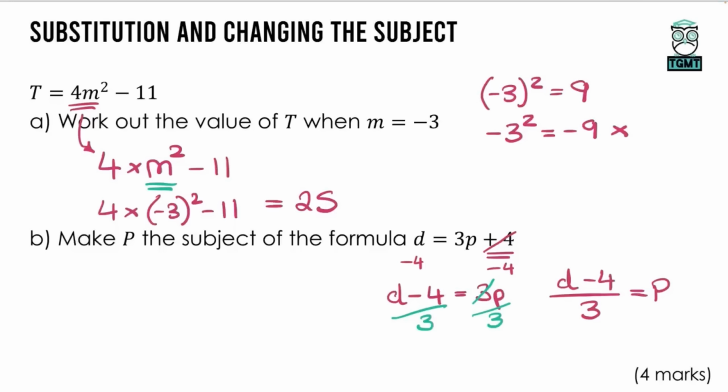P is now on its own. It doesn't matter whether the subject that you're looking for is on the left or the right of the equal sign. It's now on its own. Typically on a dotted line, it might say P equals and then give you the dotted line. And then in that situation, we would just write d minus 4 over 3 and just swap those pieces over.